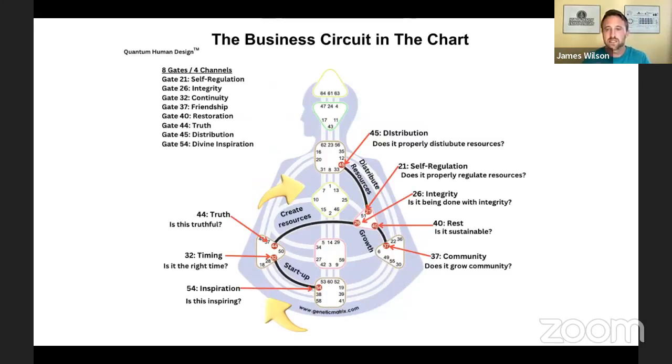So you create resources and then you distribute them, sharing and kind of bringing back in. And then ultimately the channel of 40-37 is about growth. You know, are you growing? Are you scaling?